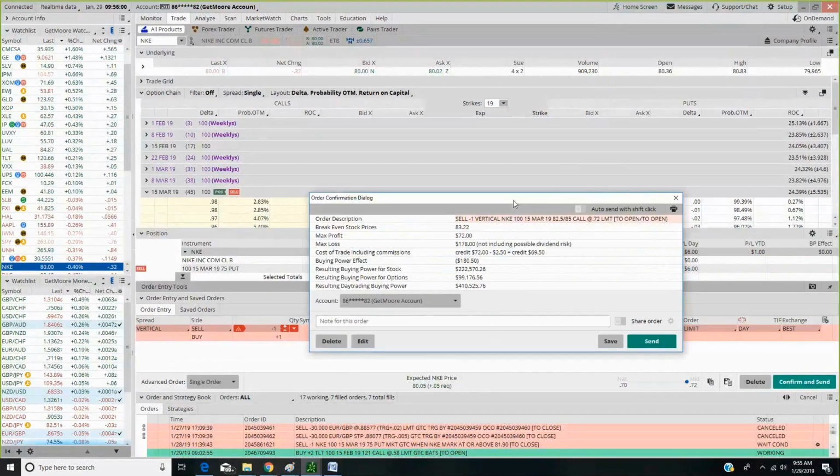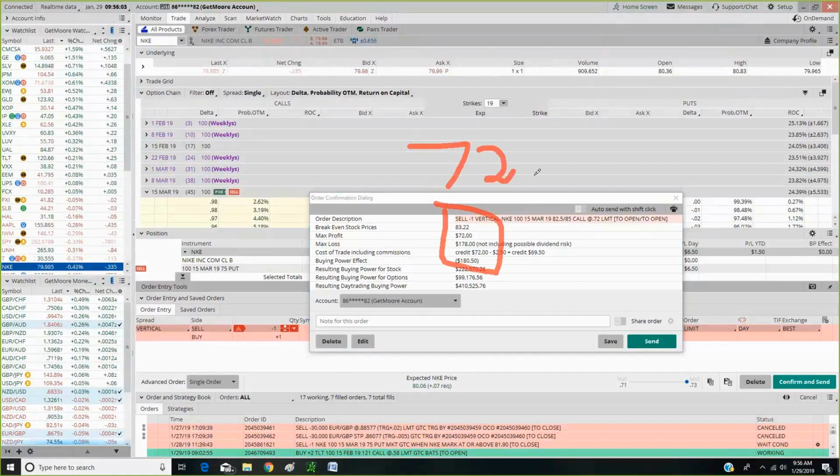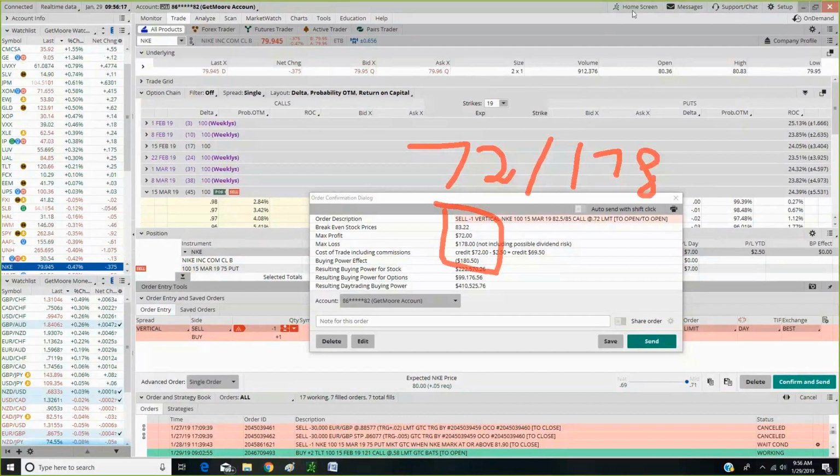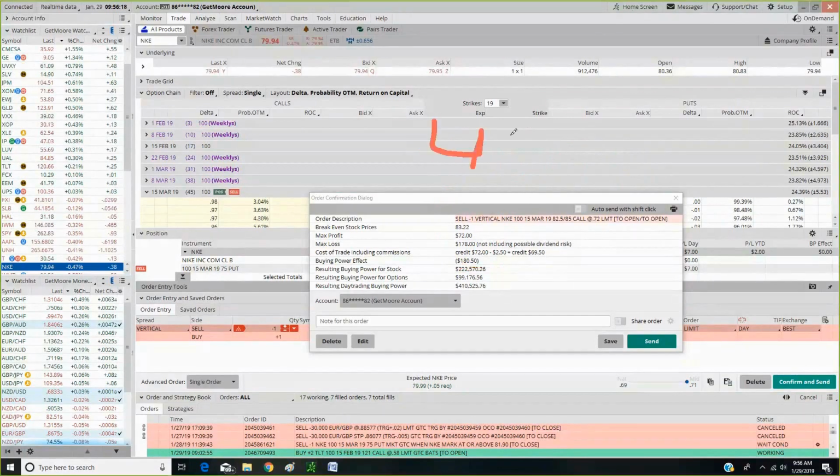The only thing I want to look at now is, am I getting a 35% return on my money? So we take 72, we divide it by 178. 72 divided by 178, and bam, that is a 40% return. So you guys tell me this.